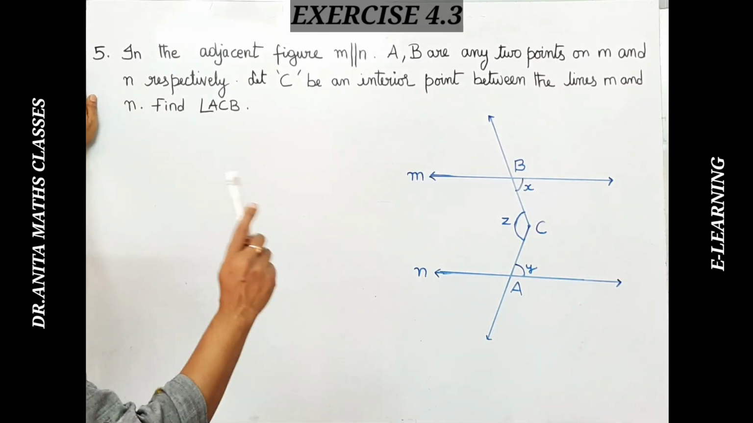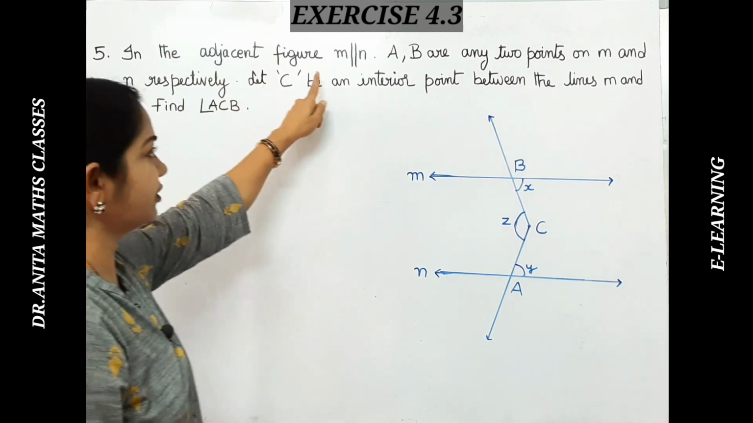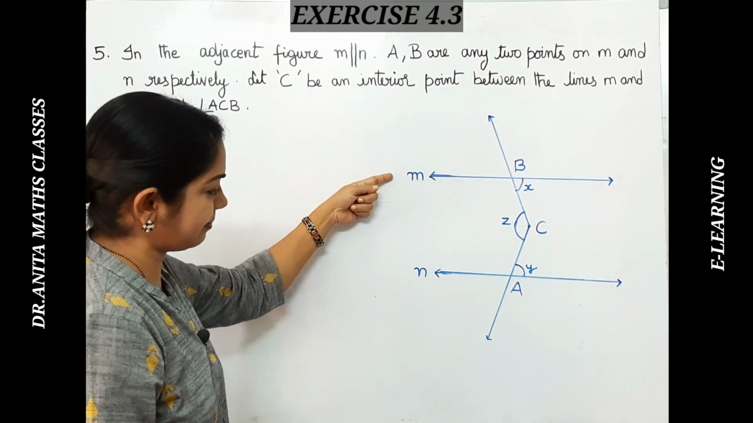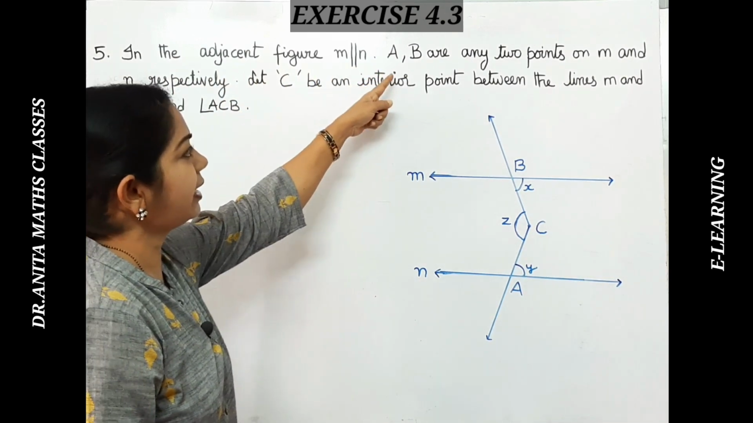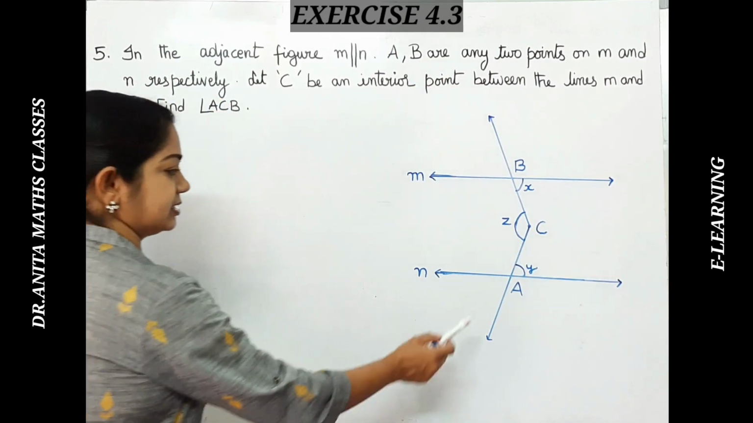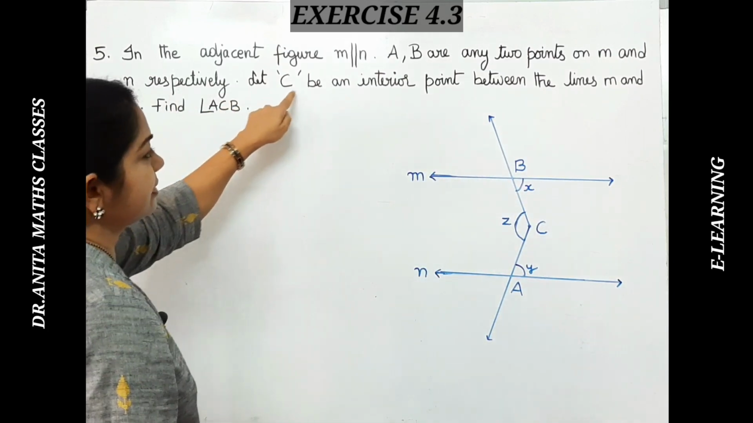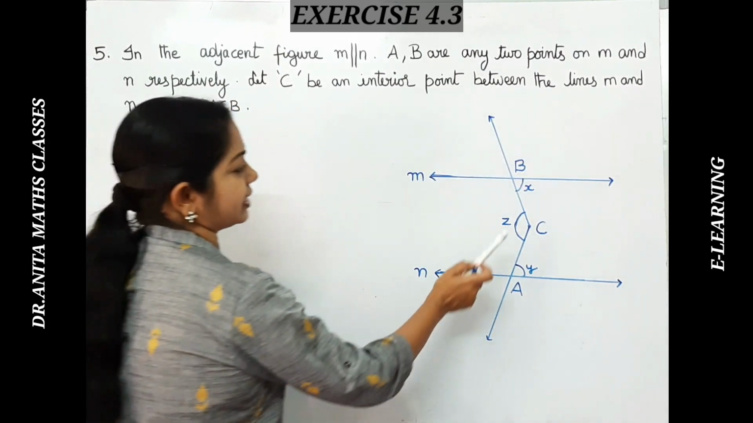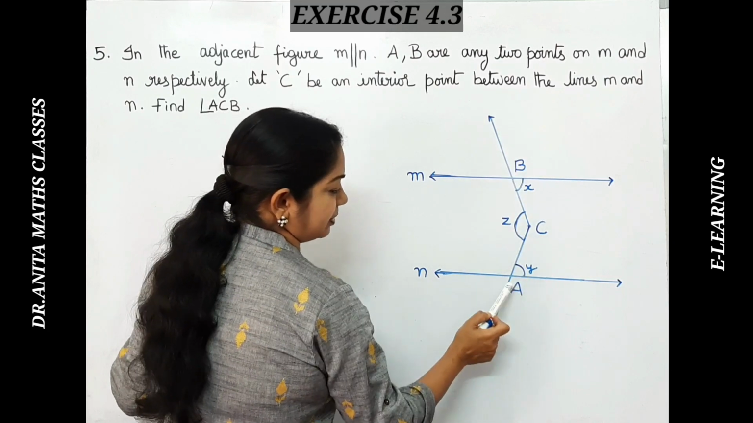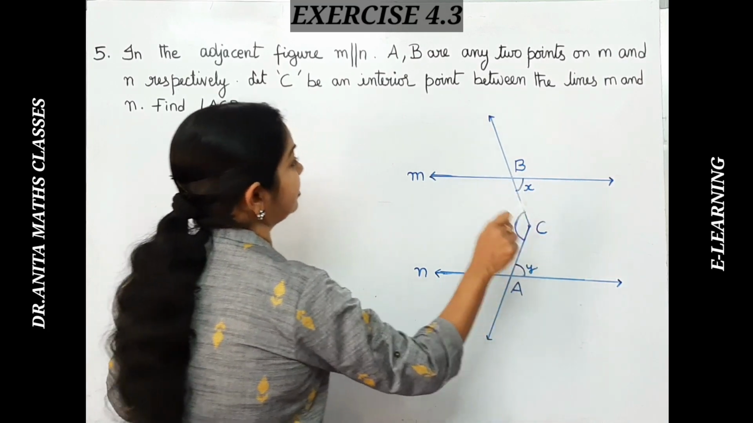In that, 4 problems I had done in the previous one. Now the 5th problem, the continuation. In the adjacent figure, M is parallel to N. A and B are any 2 points on M and N respectively. See, these points A and B are any 2 points. Let C be an interior point between the lines M and N. So between the lines M and N, there is a point C in the interior.